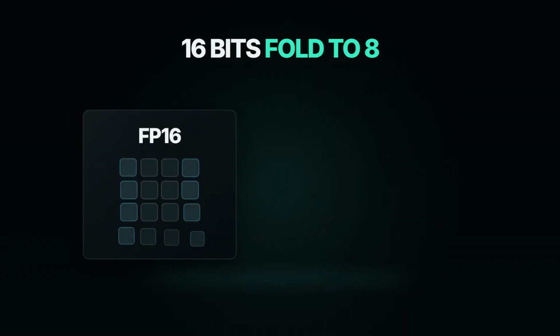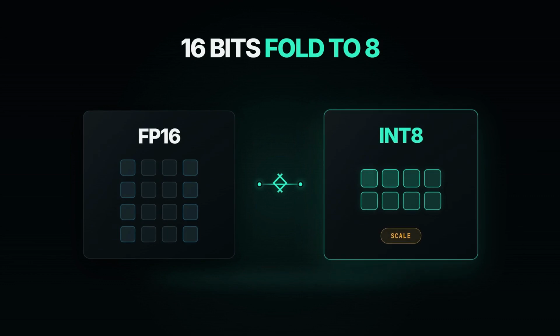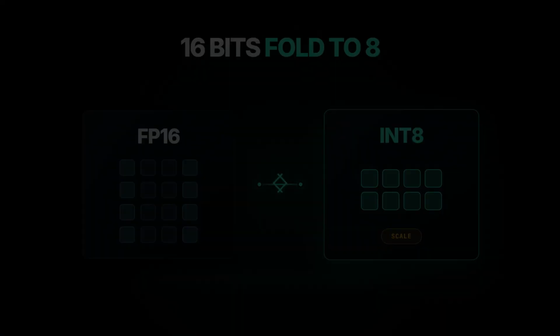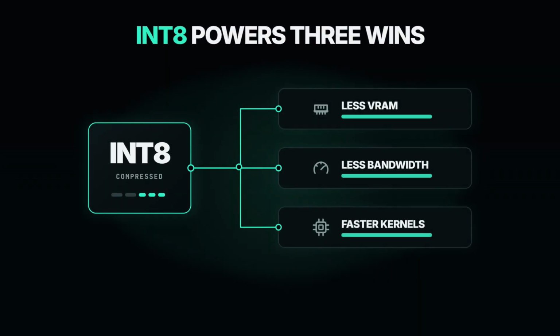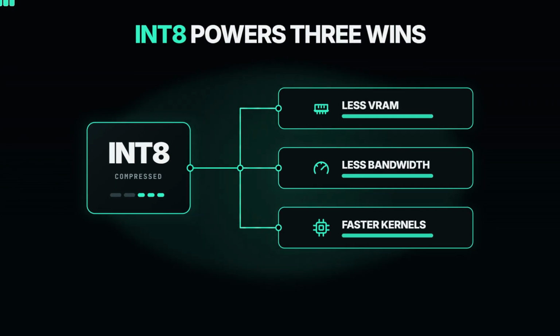FP16 stores many model values in 16 bits. INT8 stores many of them in 8 bits, plus scaling information so the math still roughly maps back. Smaller weights can mean lower VRAM use, faster memory movement, and sometimes faster compute, especially when the GPU has kernels that actually like the format.